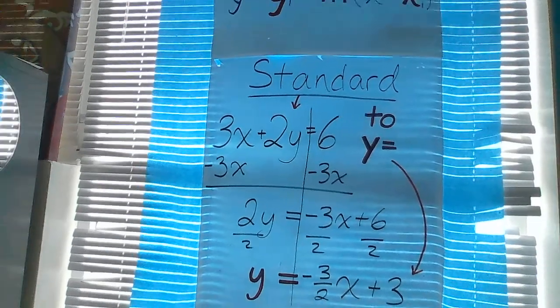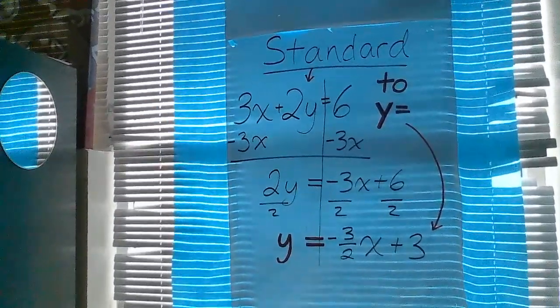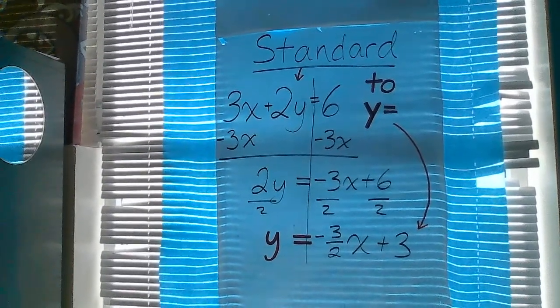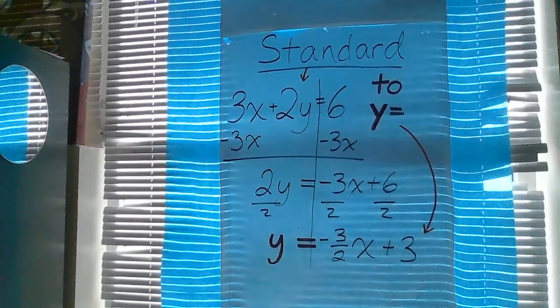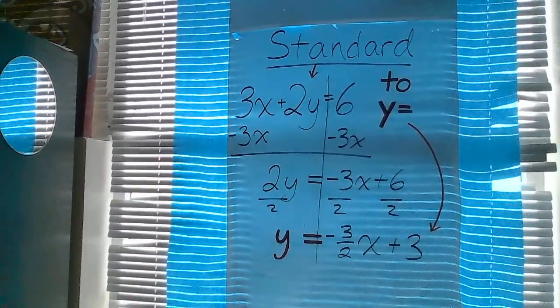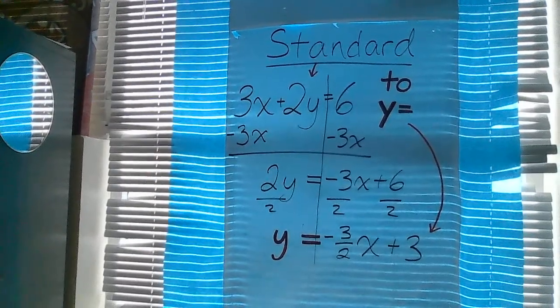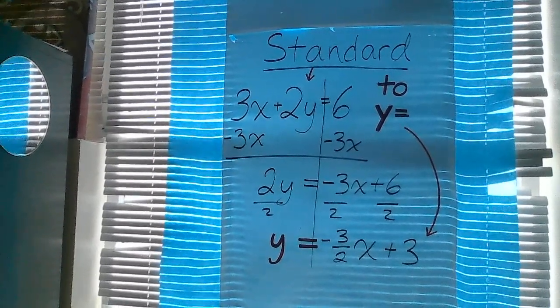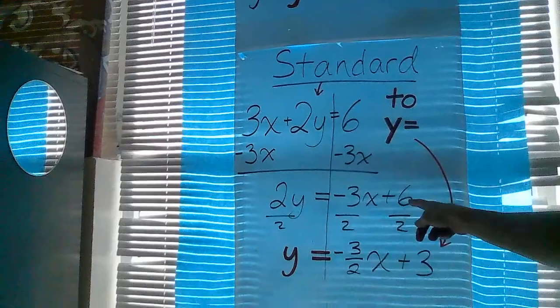So remember, I have this lovely poster at the back of my room, and for those of you at home, you might want to take a picture of this too and have it handy. It step by step takes you through changing something from standard form to y equals. You get rid of the x term first, and you cannot add the 6 and the negative 3x on the right side, so you write them side by side.